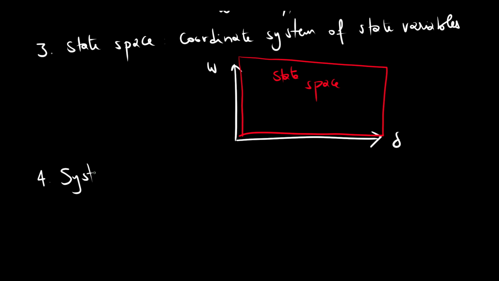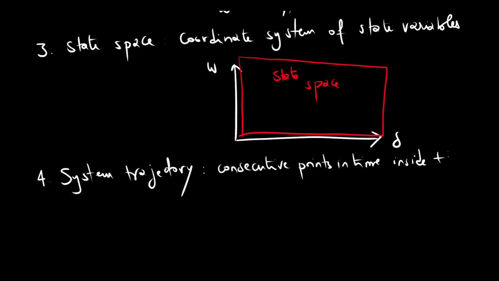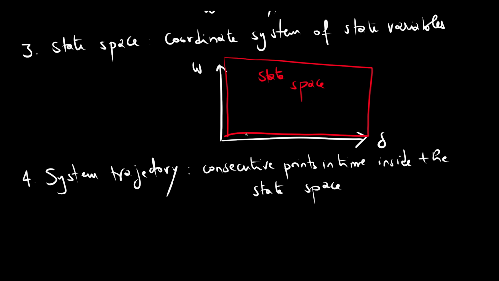And finally, the system trajectory is the path traced over time as the system moves through the state space. So, if you move from one system state S1 to another S2, the trajectory is the series of states connecting them.